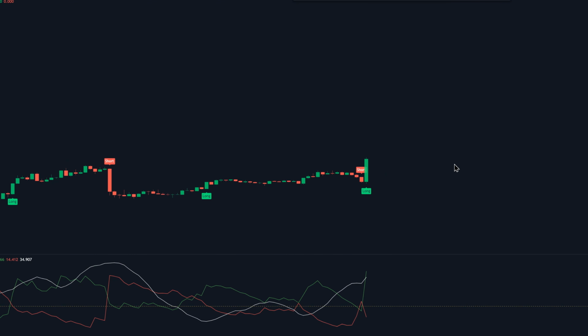Now to enter a long position with these two indicators combined, these are the conditions.